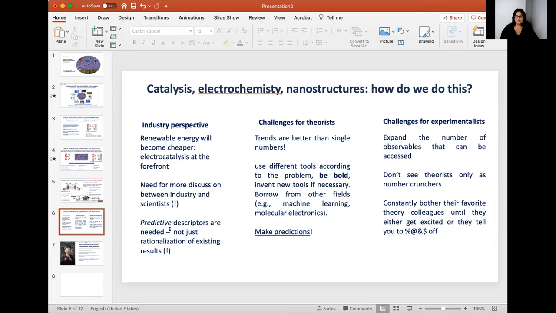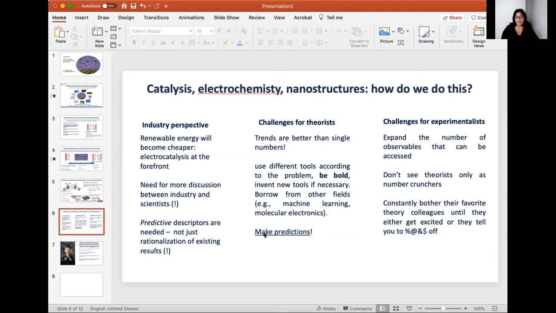From the experimental point of view, there is a lot of research in the direction of expanding the number of observables and methodologies that can be accessed. A lot of progress in this field can derive from the combined effort of experimentalists and theorists. The requirement that theorists typically ask of experimentalists is: please don't see theorists only as number crunchers, but try to work together to understand these fundamental processes. And the challenge for you theorists is to make predictions.